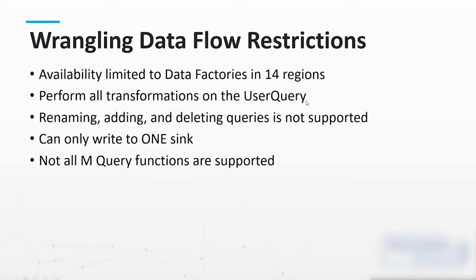Again, I wanted to make sure I emphasize, please perform all transformations on the user query, because it will not save if you perform it on the other ones. So the source data sets are considered data set queries. They're in that ADF resource folder. And by default, the user query will point to the first data set query that you specify. So if you specify multiples, you would then have to do some sort of merge join or something like that within Power Query to link together any of the other queries you have.